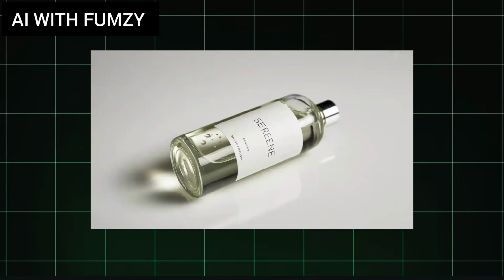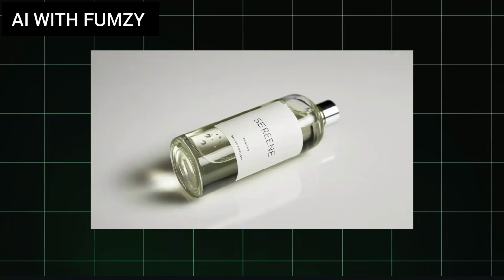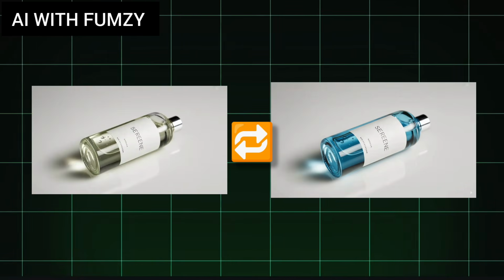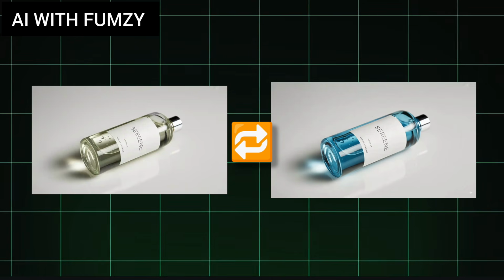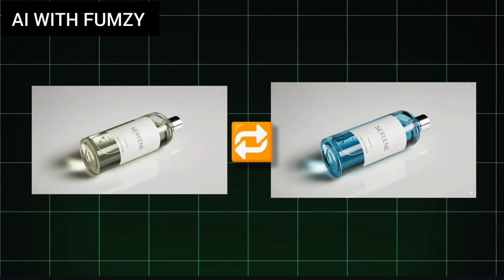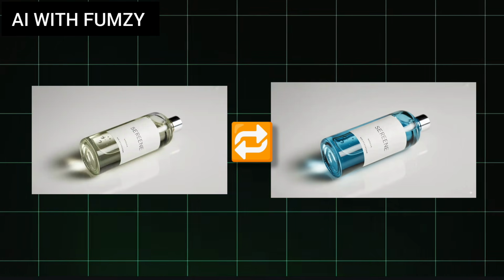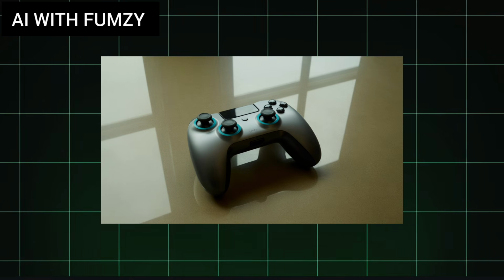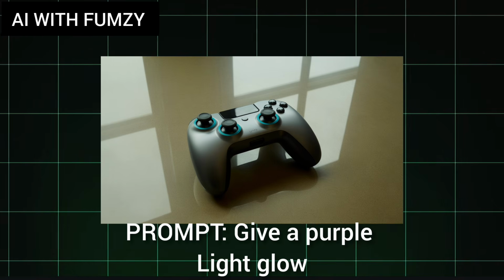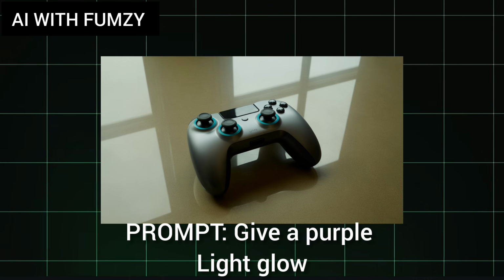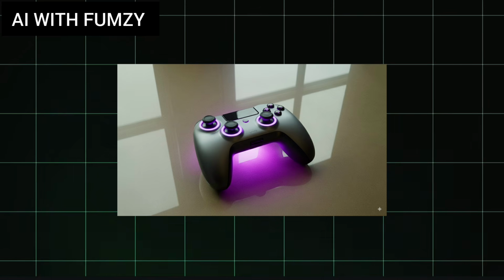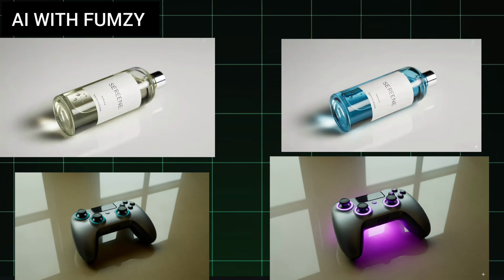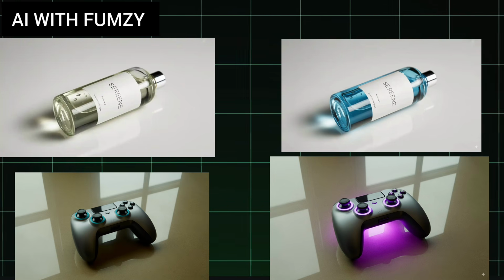You can change colors and have different variations of your product using Nano Banana. So guys, this particular image is a perfume. I want to change its color to have this kind of blue shade on it. So guys, this is what I got using Nano Banana. Also, I changed the color of this game controller. I want it to have this purple light glow on it. So this is what it gave me. So these are different variations of the same product.